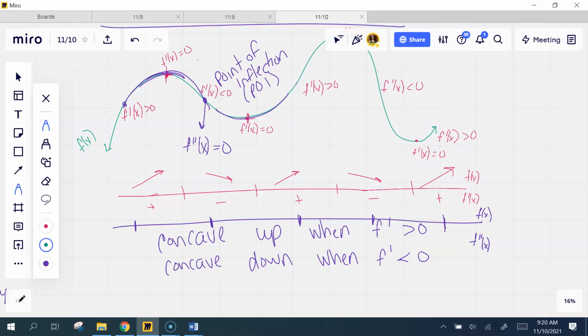All right, so this one will be, and we're going to do this algebraically, so you'll see. But I just want to show you briefly what a sign analysis would look like on something like this.